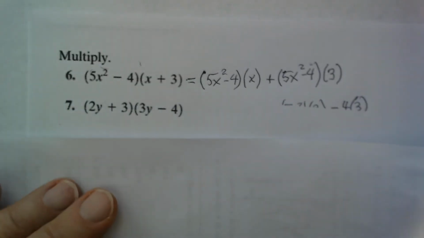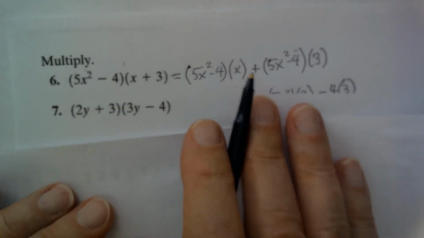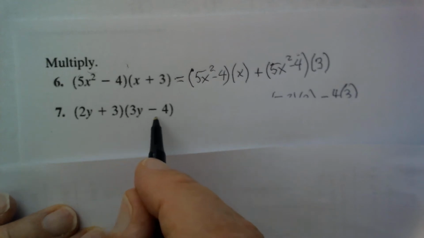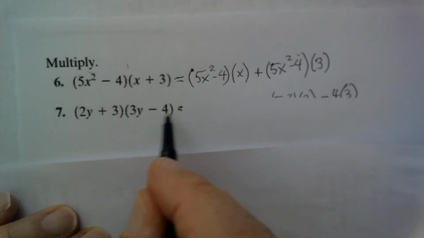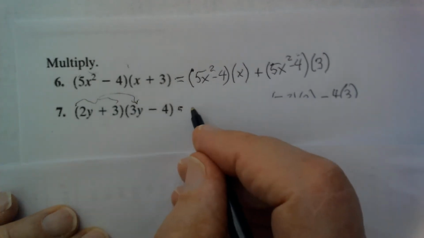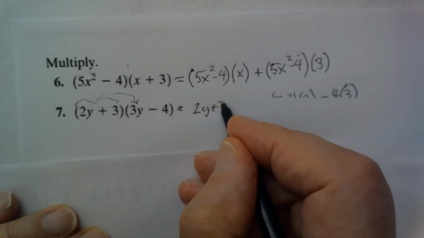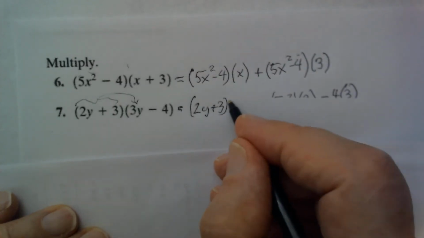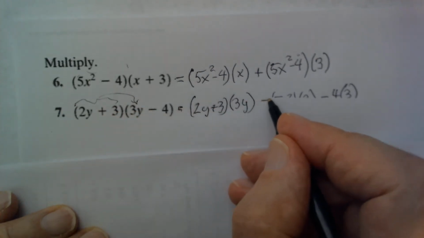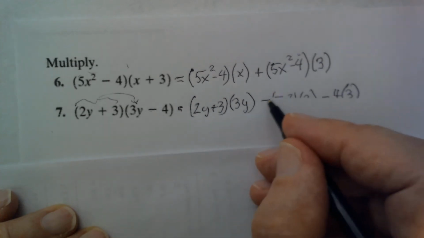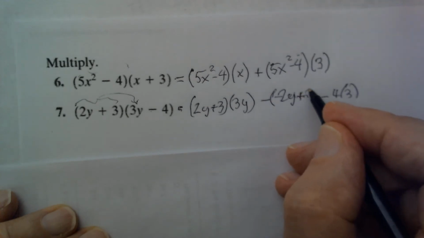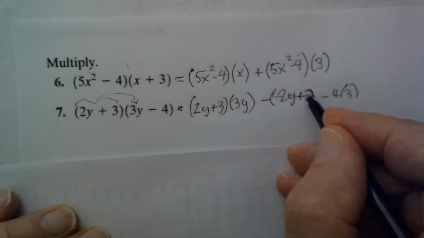Let's look at the next example, which is similar. It's 2y plus 3 times the polynomial 3y minus 4. So again, we multiply 2y plus 3 times 3. So that's 2y plus 3 times 3y. And with minus, because there's a minus sign here, 2y plus 3, sorry about that, 2y plus 3.